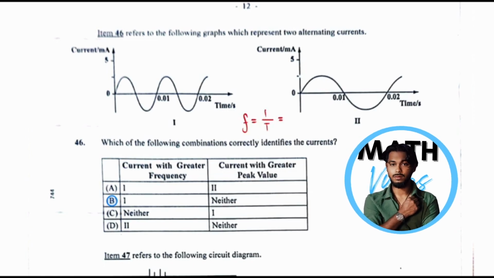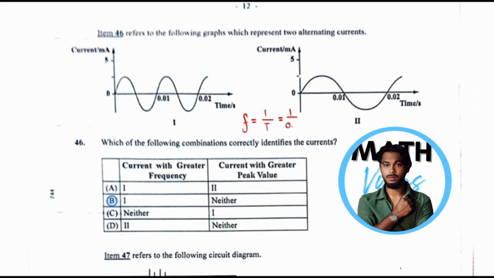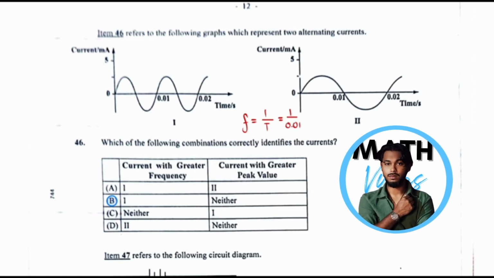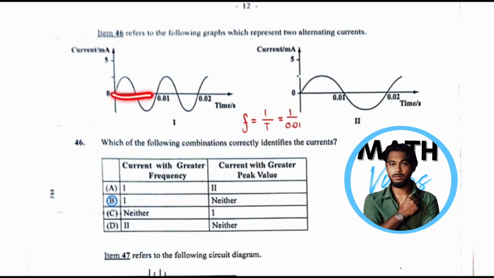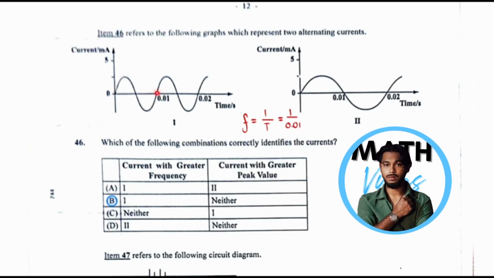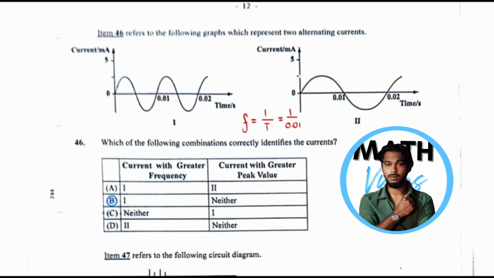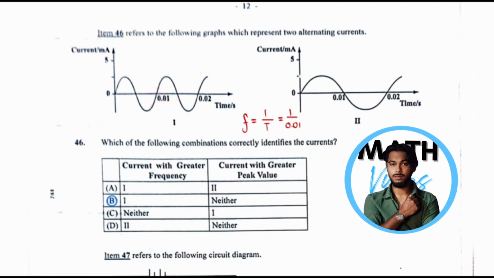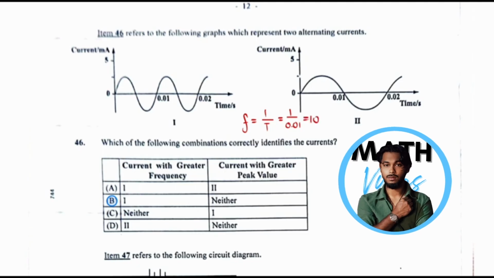And so that's going to be, for 1, it's going to be 1 over 0.01. Why am I saying that? The periodic time is the time it takes for 1 full oscillation. And so, for current 1, it took 0.01 seconds to make a full oscillation, right? So 1 over 0.01 is going to be 100 Hertz.